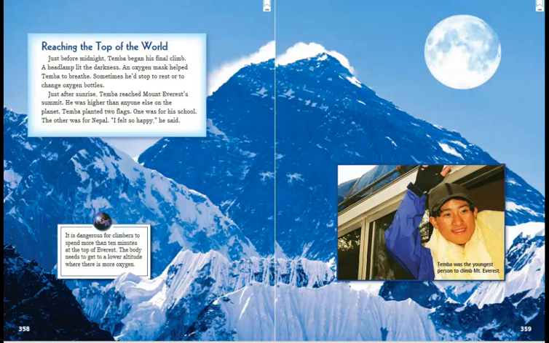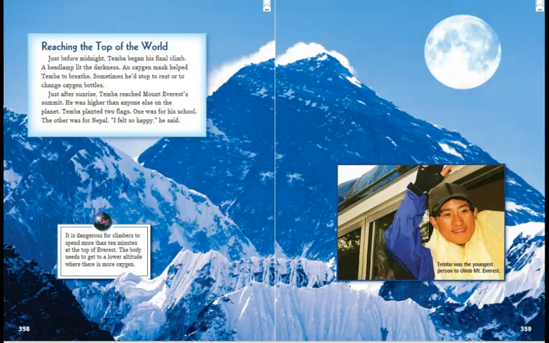Wow, imagine that feeling, guys. I mean, I wouldn't want to do the climbing part and the scary, dangerous part, but that would be quite an amazing feeling, wouldn't it? To accomplish a goal like that, reaching the top of the highest mountain in the world. Yeah, pretty amazing. There's our fact box. It is dangerous for climbers to spend more than 10 minutes at the top of Everest. The body needs to get to a lower altitude where there is more oxygen. Okay, so you can only enjoy your success for less than 10 minutes, and then it's time to go.